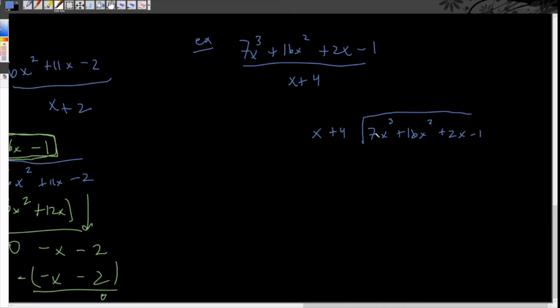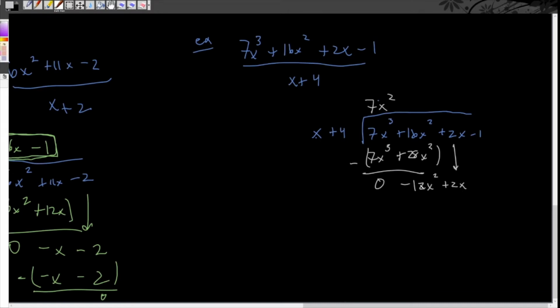So looking at 7x cubed, what times x makes 7x cubed? Well, I need a 7, and there's one x, so I need to add 2 x's, 7x squared. 7x squared times x is 7x cubed. 7x squared times 4 is plus 28x squared. Subtract these off. 7x cubed minus 7x cubed is 0. 16x squared minus 28x squared is negative 12x squared. Bring down the 2x.